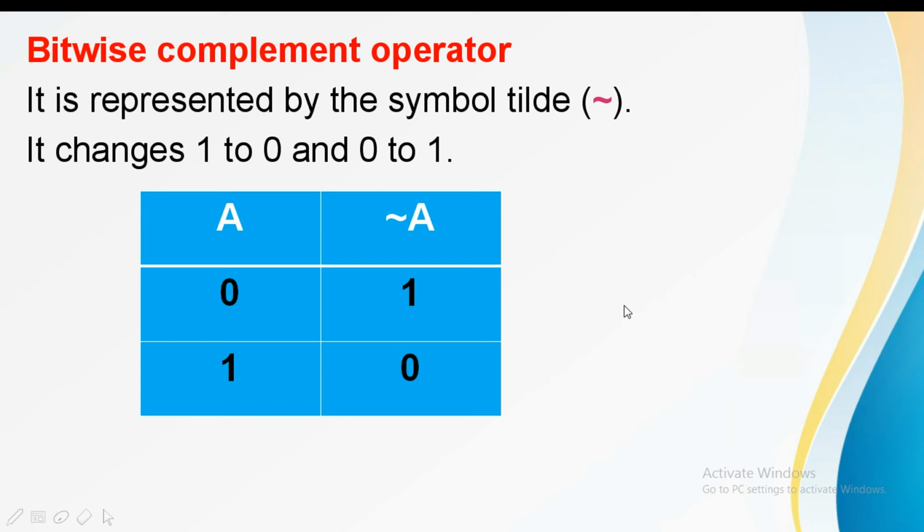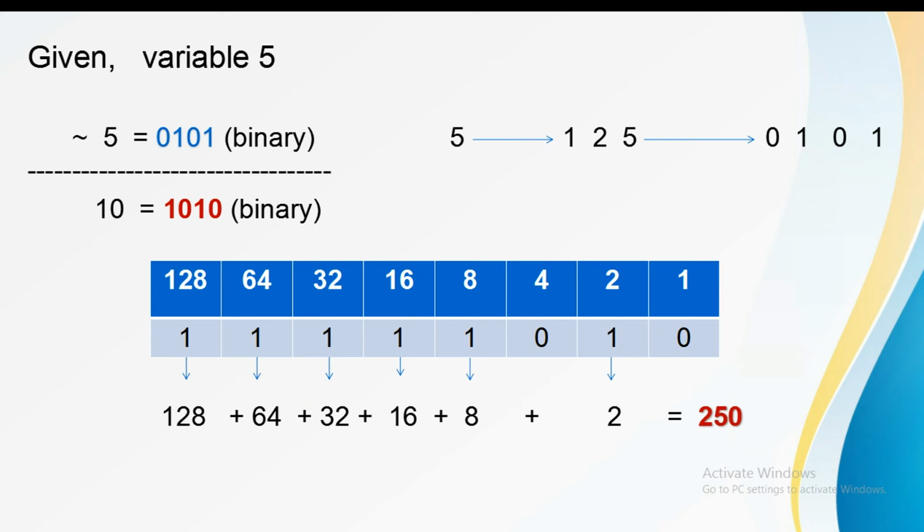Hiyo ndio complement operator. With complement operator, we are using one operator. So we are using 5. We said 5, this one is the binary number. So where there is 1, we change to 0. Where there is 0, we change to 1. Where there is 1, we change to 0. 0 to 1. So we are changing this binary into this.